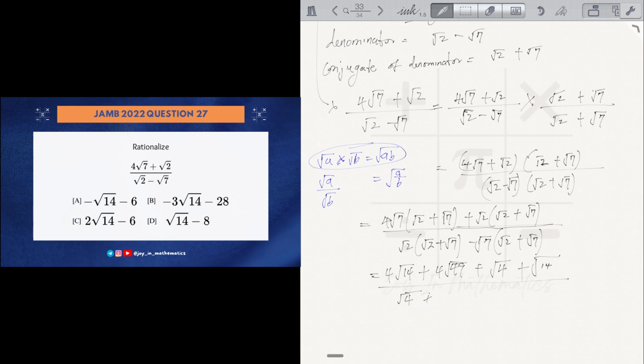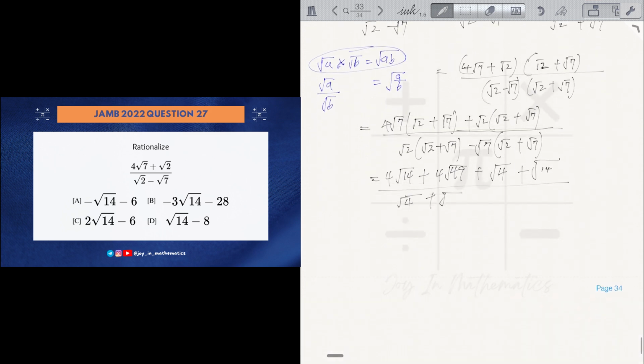And similarly, root 2 multiplied by root 7 will give us root 2 multiplied by 7, which is root 14. Minus root 7 multiplied by root 2, that's root 7 multiplied by 2, that's also root 14, and minus root 7 times 7, and that is root 49.